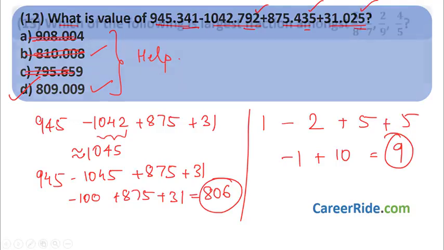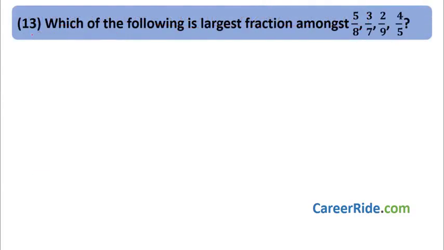Okay, moving on. Question number 13. Which of the following is the largest fraction amongst 5 by 8, 3 by 7, 2 by 9 and 4 by 5? Now here fractions are given. Always remember there are two ways to solve fractions, whenever we have to compare, like find the largest or the smallest or the middle fraction. Now the first way we have already learnt in ratio and proportion.